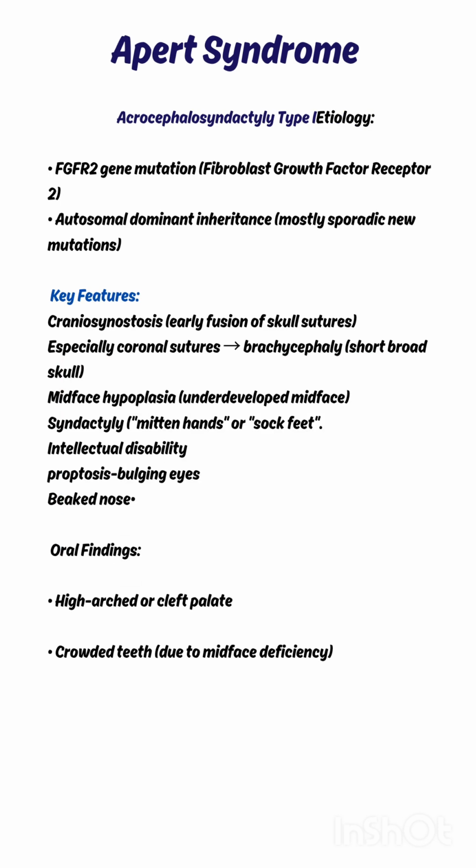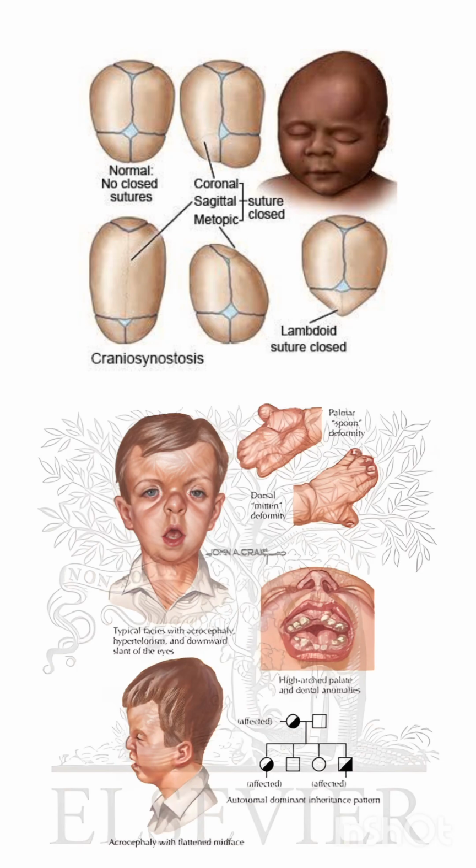So talking about the clinical features, it is of course craniosynostosis, which is the early fusion of skull structures, especially the coronal suture, which gives the appearance of a short, broad skull and gives rise to brachycephaly. This has an autosomal dominant inheritance pattern. And also there is midface hypoplasia as well as poor intellectual development.